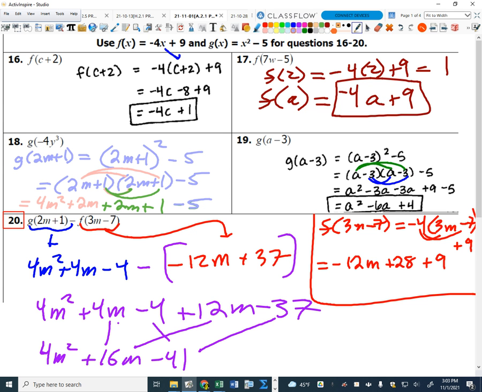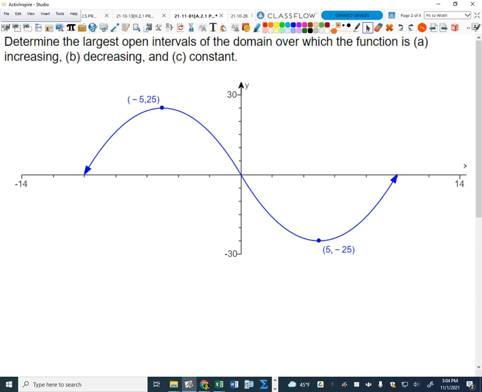Okay? All right, so you're going to have some problems like that in the last assigned problem set. There's some problems at the end of 2.1 practice 2. These are not hard, but I want to explain it to you. They're not hard at all, but we need to maybe talk about it for just a second. So determine the largest open intervals of the domain. So that's important, of the domain.